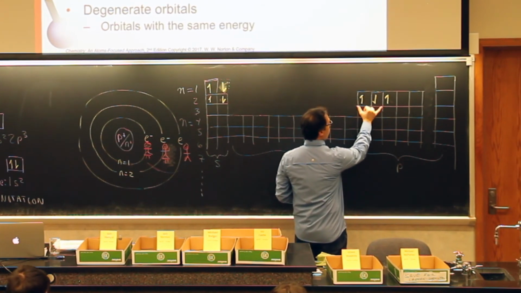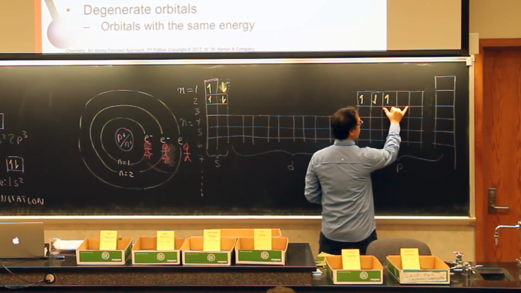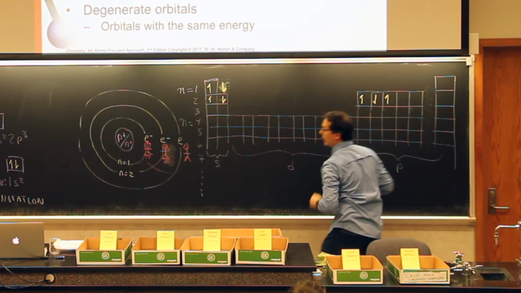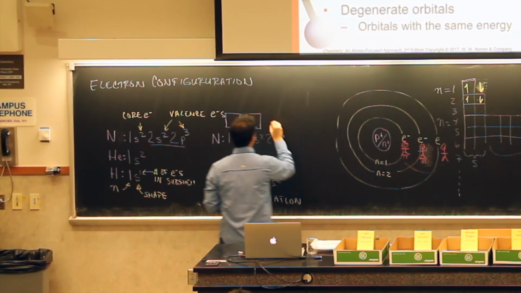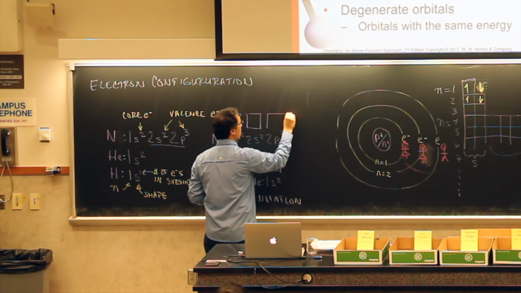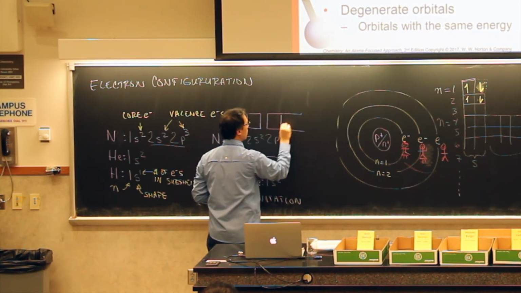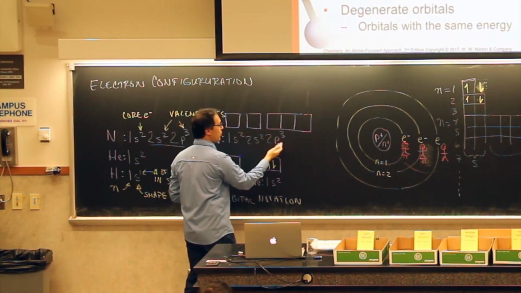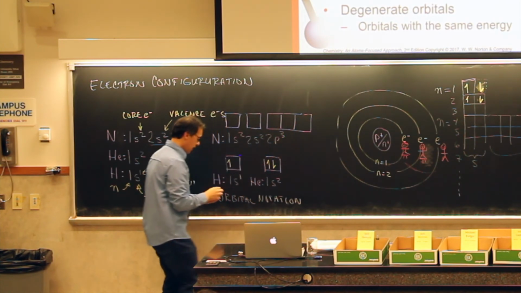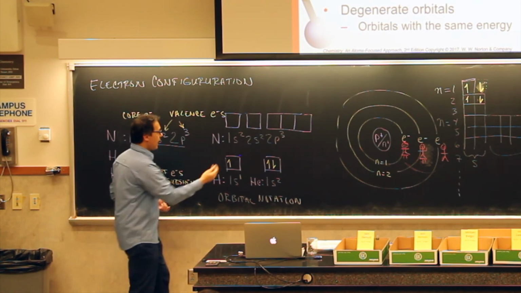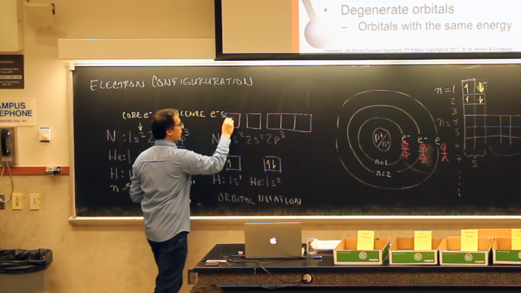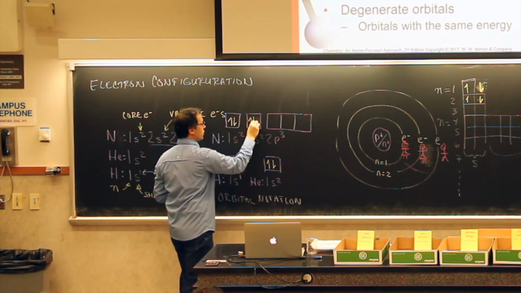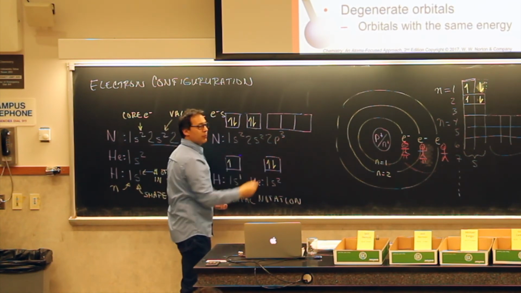I have 1, 2, 3 suborbitals. So I'm going to have 3 boxes here, like this. And this right here is my 2p, the p orbital. Now my electrons: I have 2 in the 1s orbital, 2 in the 2s orbital, and then I have 3 in this p orbital.